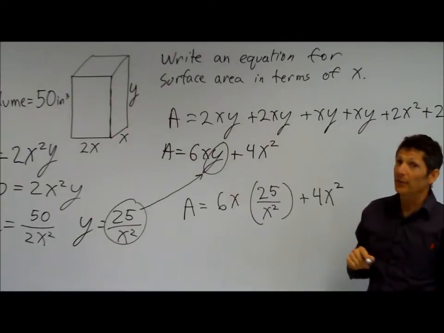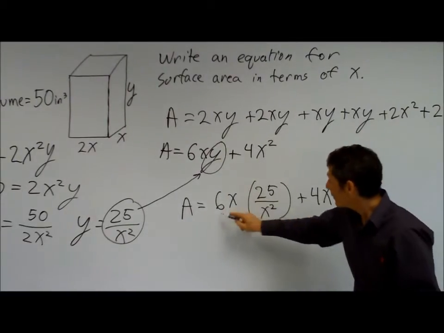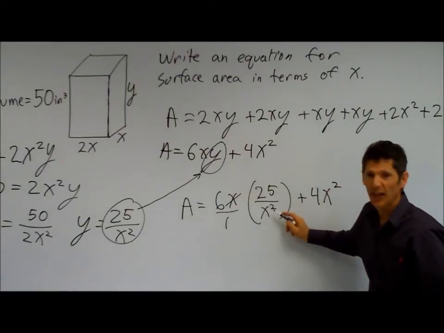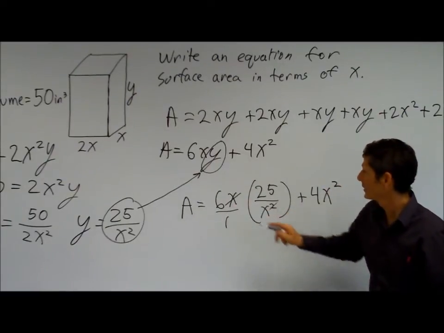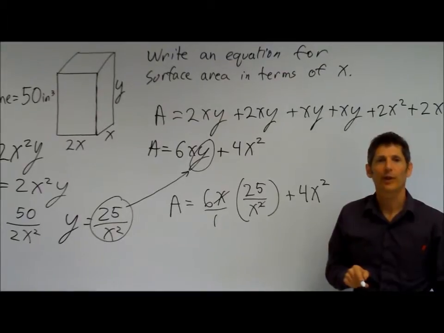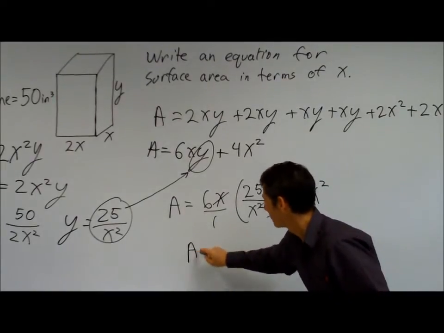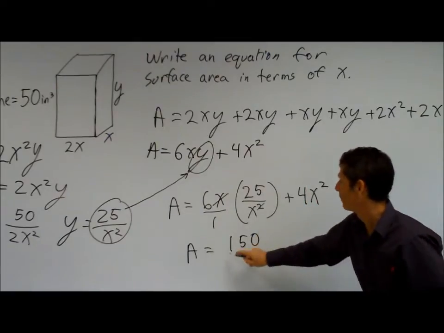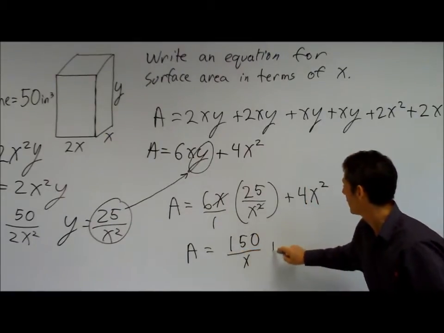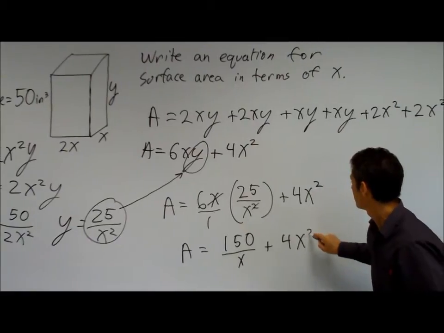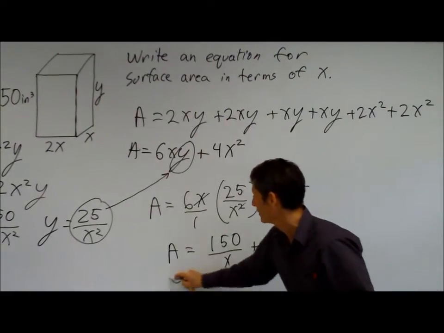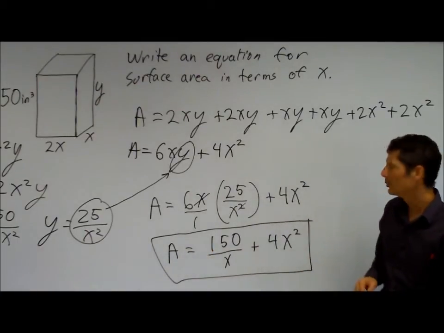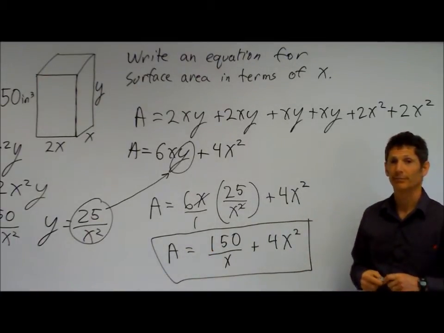We can simplify that even a little bit more. Sure. This is really over 1. I have an x on top, x squared on the bottom, get rid of one of those x's. 6 times 25, can you do that in your head? I think it's 150. Very good. 150, and what am I left with on the bottom? An x. 1x, and I still have that 4x squared. So there we go. That is my surface area in terms of x. Beautiful. Thanks, Ms. Stewart.